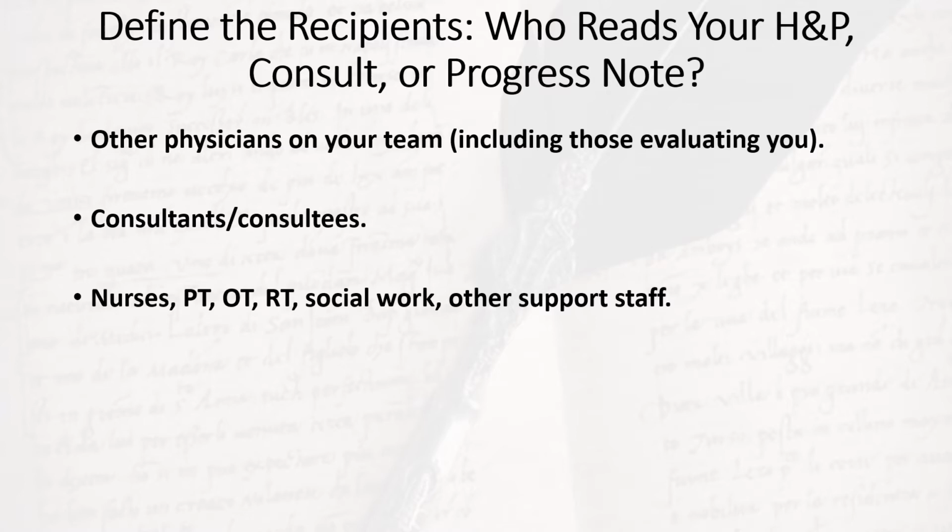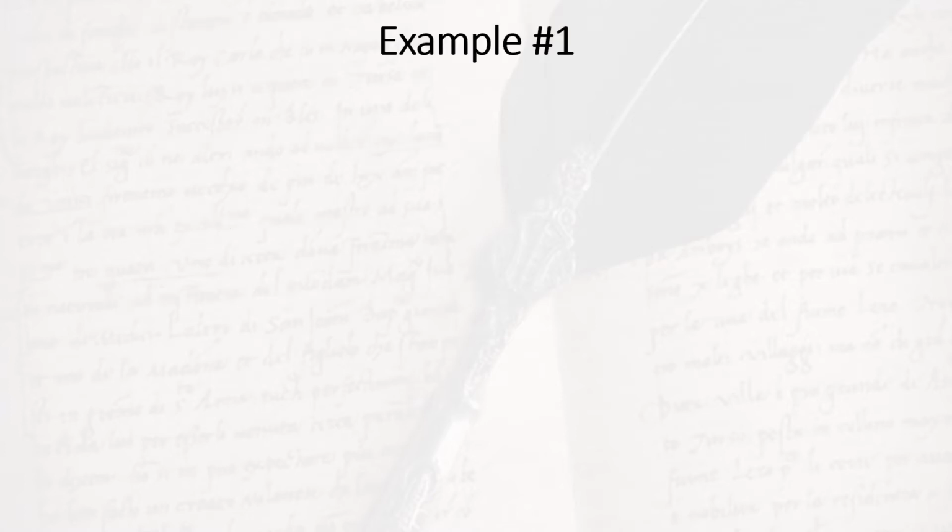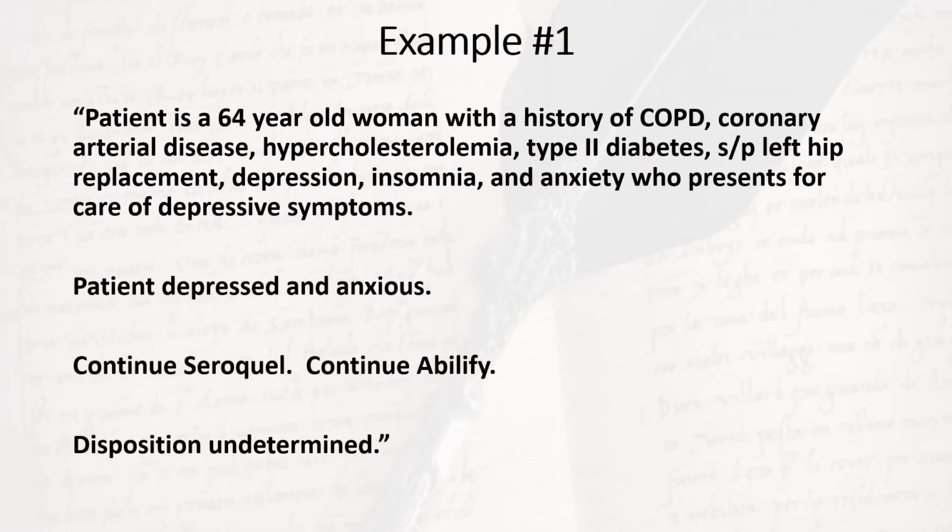So now let's look at a couple examples and think about what makes notes useful and not useful. Here's our first example. We've got a 64-year-old woman, history of COPD, coronary artery disease, hypercholesterolemia, type 2 diabetes, status post left hip replacement, depression, insomnia, and anxiety, who presents for care of depressive symptoms. Patient is depressed and anxious, continue Seroquel, continue Abilify, disposition undetermined. Think about assuming that this is a patient whose care you're assuming. How useful would you find this?